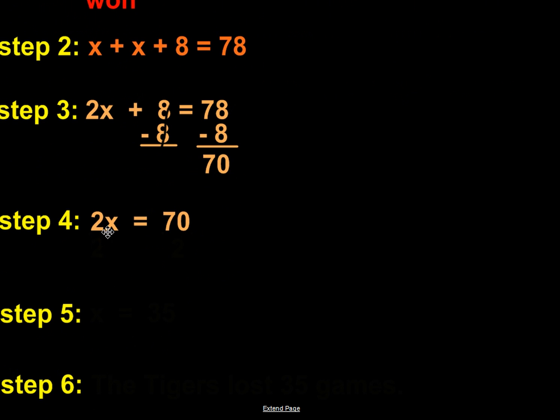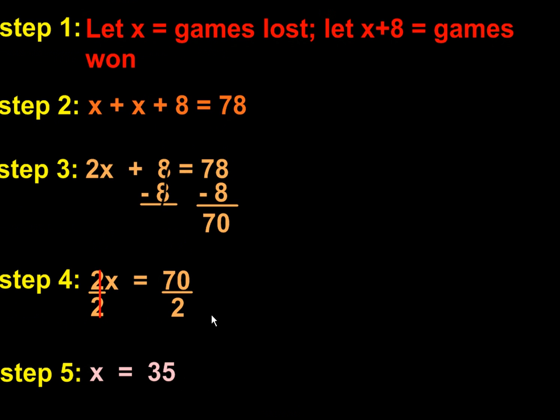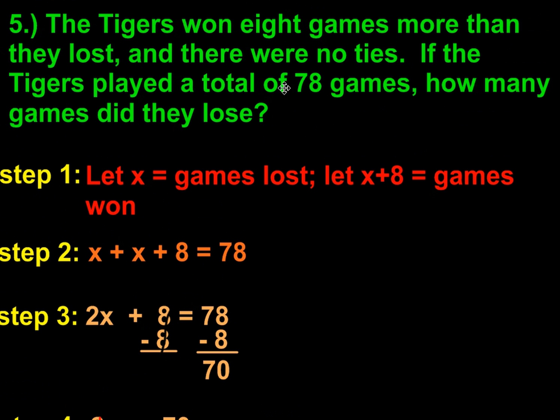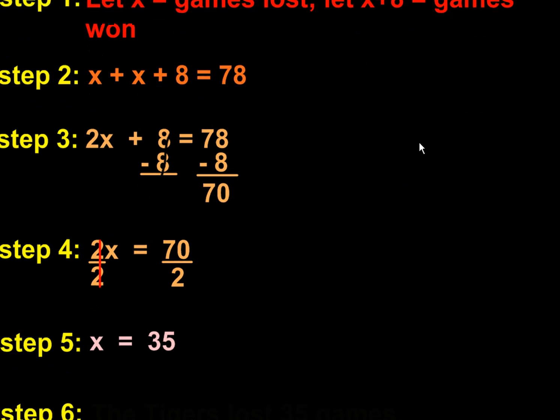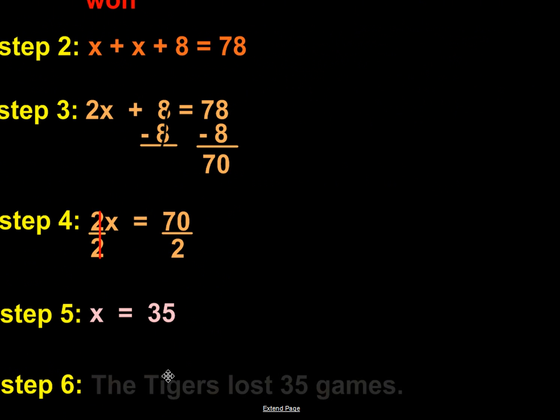I now want to isolate x, so I need to get rid of the 2. I can do that by dividing by 2, and if I divide by 2 on this side of the equation, I need to divide by 2 over here. I then bring down my x. If I divide 70 by 2, I get 35, but again, I'm not done until I put it back into the same sentence that it started out as. So, the Tigers lost 35 games.